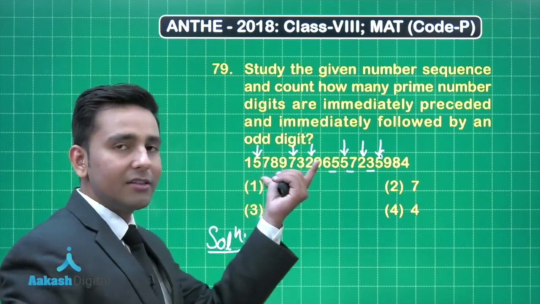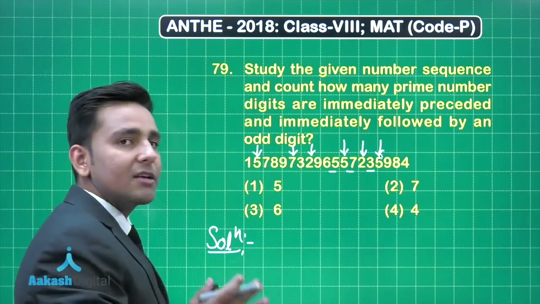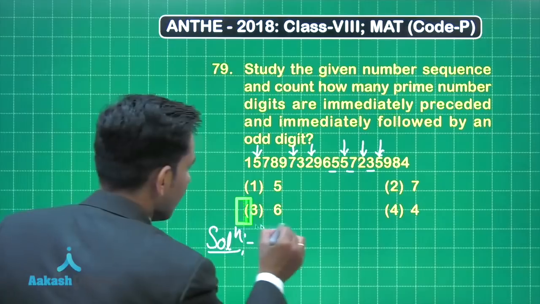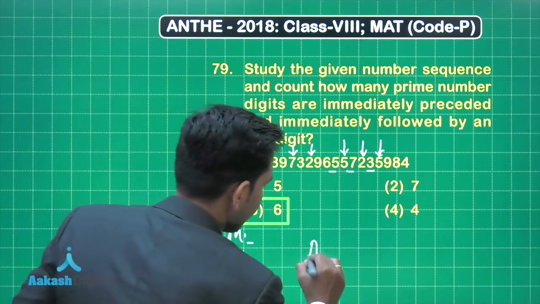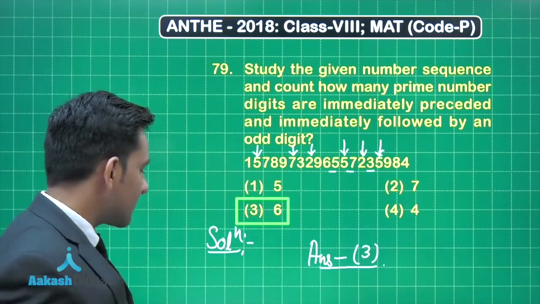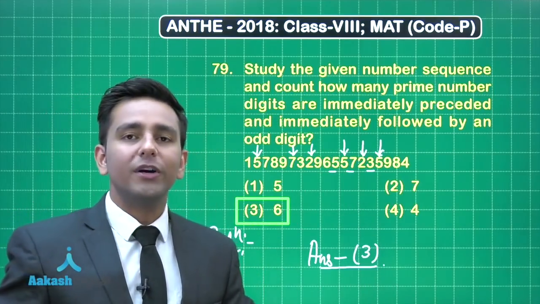6 numbers are there in this group which are prime as well as preceded and followed by odd numbers. So here the answer for this question is option number 3. So I hope you understood this question. Now let's move forward to question number 80.